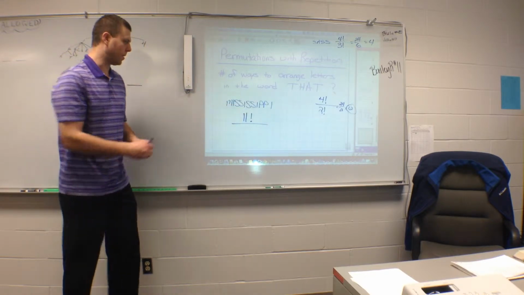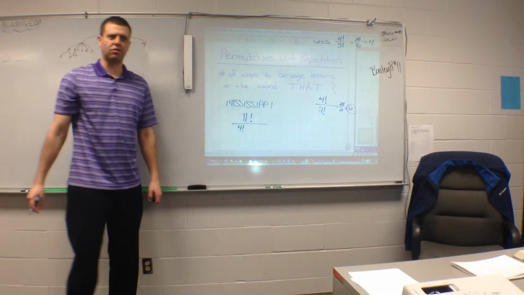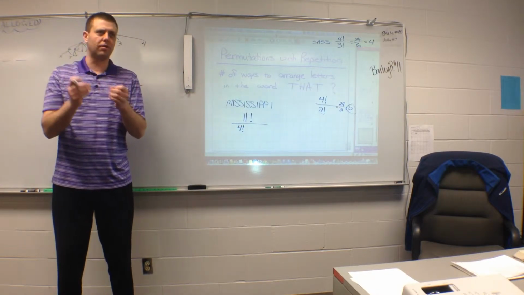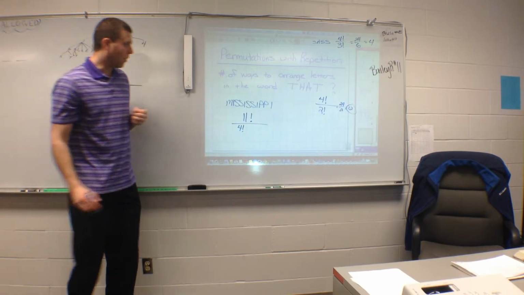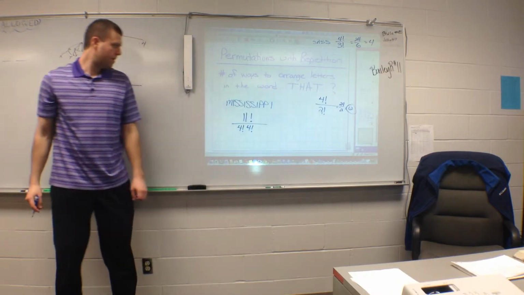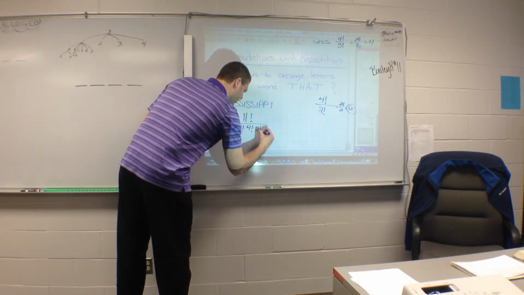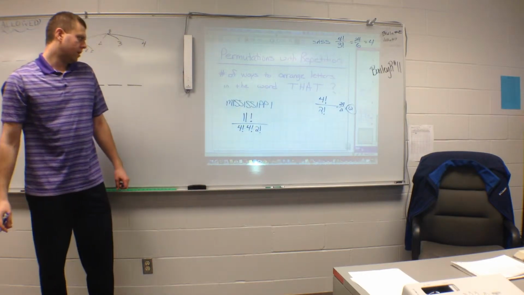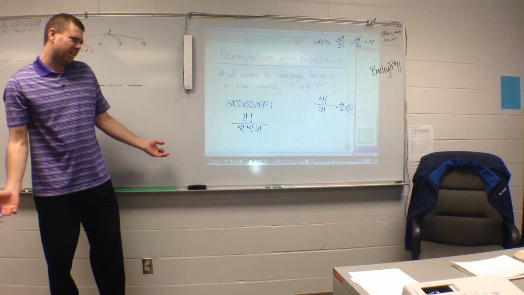4 S's, so we better divide by 4 factorial, because all of those S's could be distinct, or could be arranged 4 factorial different ways. Are there any other repeats? 4 I's, so we divide by another 4 factorial. 2 P's, so we divide by 2 factorial there. So we got the S's, we got the I's, we got the P's, that's it, right?